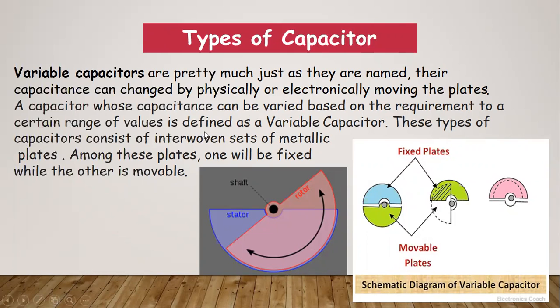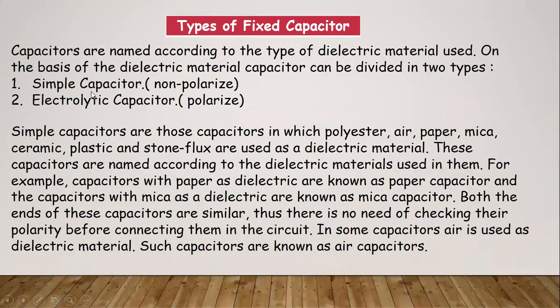So a capacitor whose capacitance can be varied based on the requirement to a certain range of values is defined as the variable capacitor. This type of capacitor consists of interwoven sets of metallic plates. Among these plates, one will be fixed and the other is a movable plate. So we are going to learn more about the fixed type of capacitor.